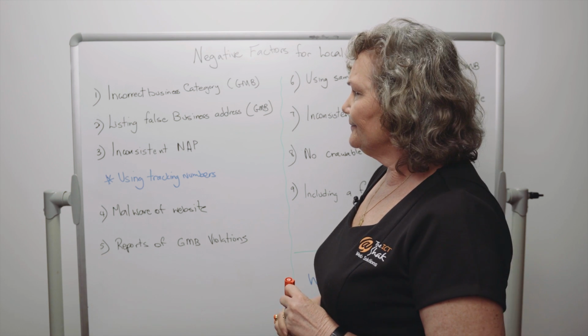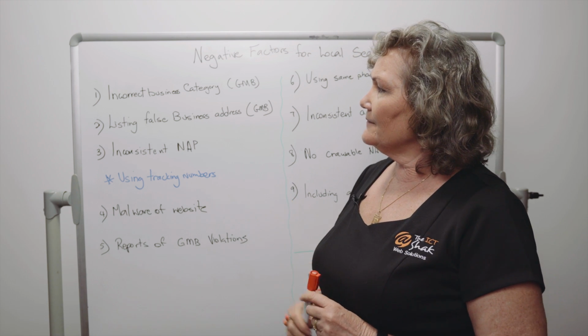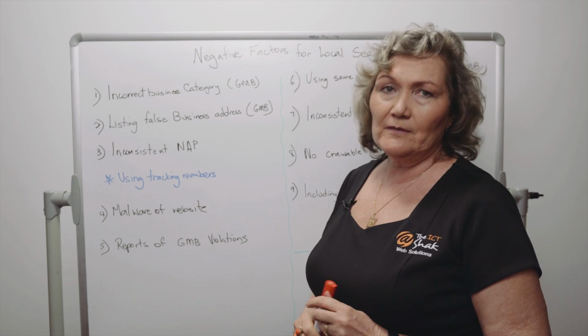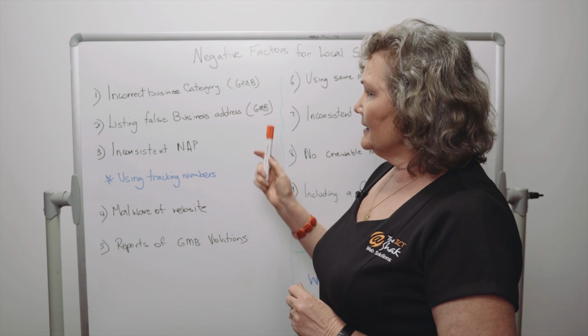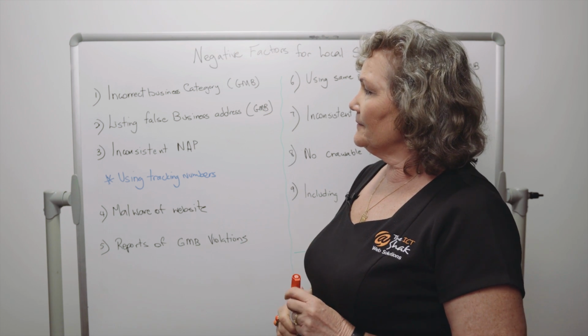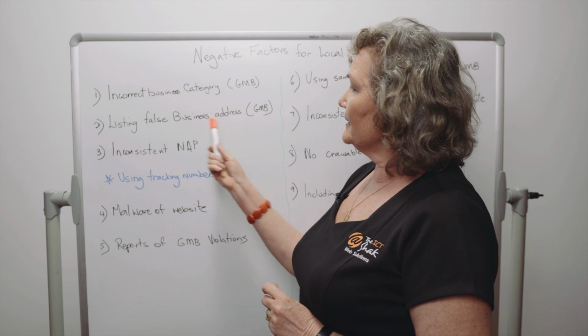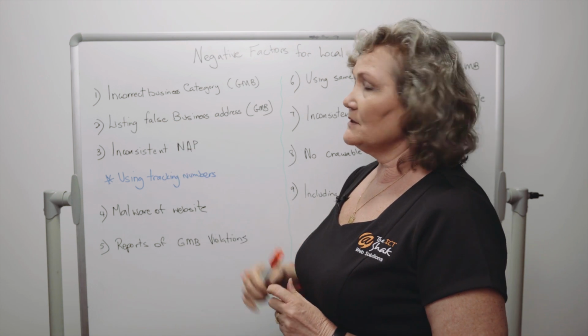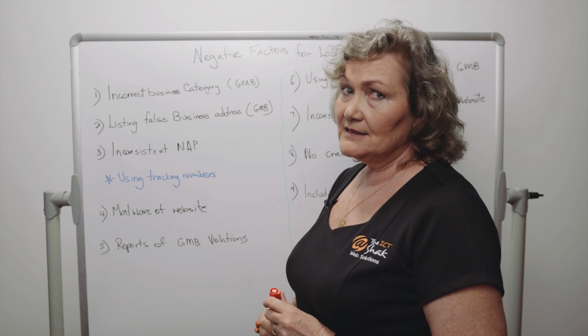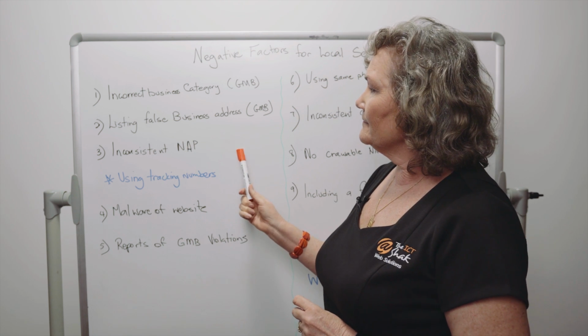and don't have ones that are irrelevant to your business. The next one is using a false business address for your Google My Business ranking. It's important that you have the correct business address. If you use a false one and you get caught out, there's serious repercussions.